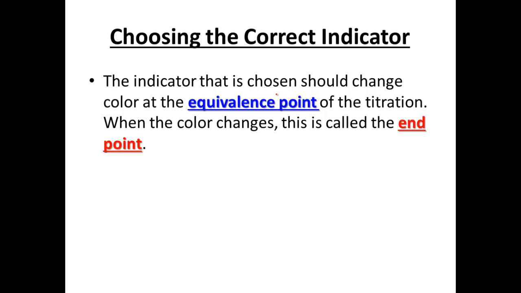Now what you want to do is choose the right indicator, and the indicator you choose, you want it to be changing color at the equivalence point during your titration. In reality, you have to know approximately what kind of titration you're doing so you can select the correct indicator. When the color changes, that's what we call the endpoint. So the endpoint is when an indicator changes color, and you want to try to match as close to the equivalence point as you possibly can. If they don't match very well and you've chosen the wrong indicator, you'll have a hard time finding that equivalence point. So let's practice a little bit here.